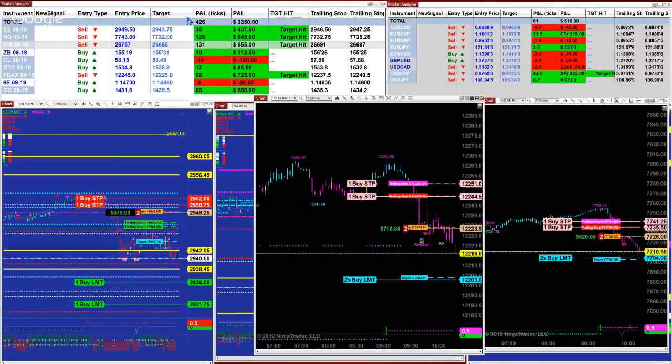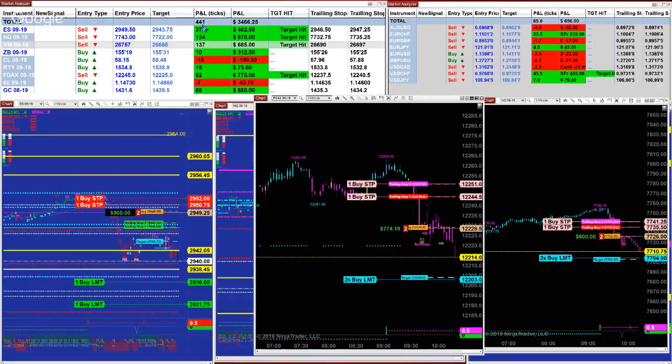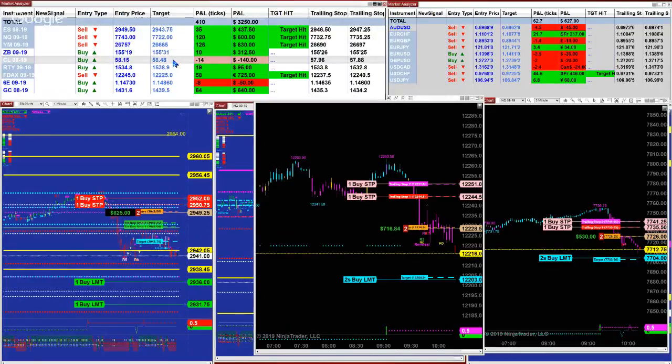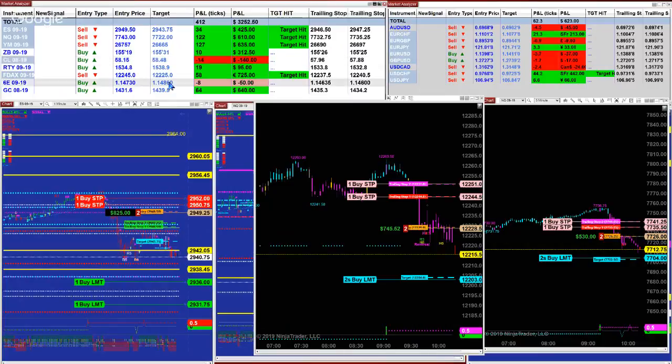We have 426 ticks into those trades, based on one contract. We're having a problem with the CL, and we have a problem with the 6E.